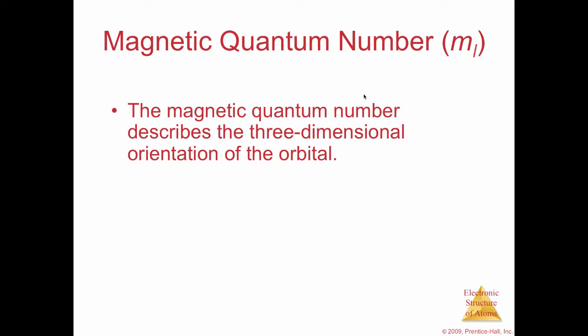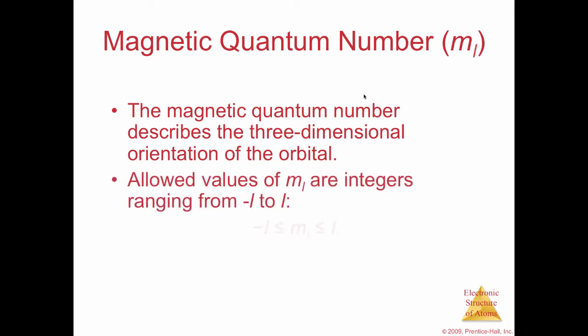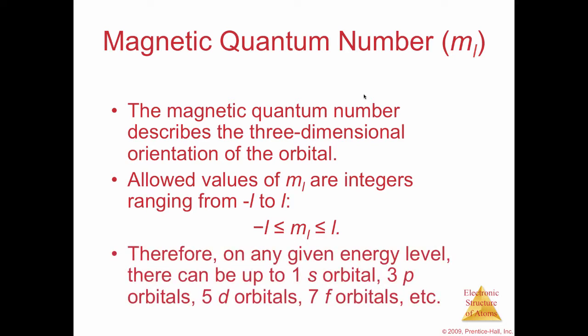The next quantum number is called the magnetic quantum number, and it is symbolized by m sub L. The magnetic quantum number describes the three-dimensional orientation of the orbital. Allowed values are integers ranging from negative L to positive L. Therefore, at any given energy level, there can be up to 1 s orbital, 3 p orbitals, 5 d orbitals, 7 f orbitals.